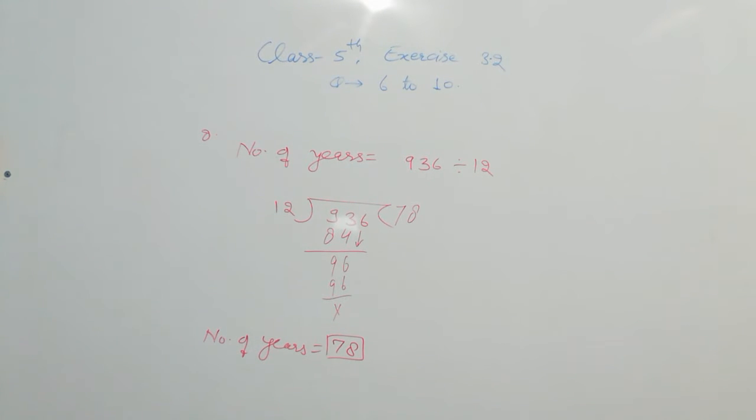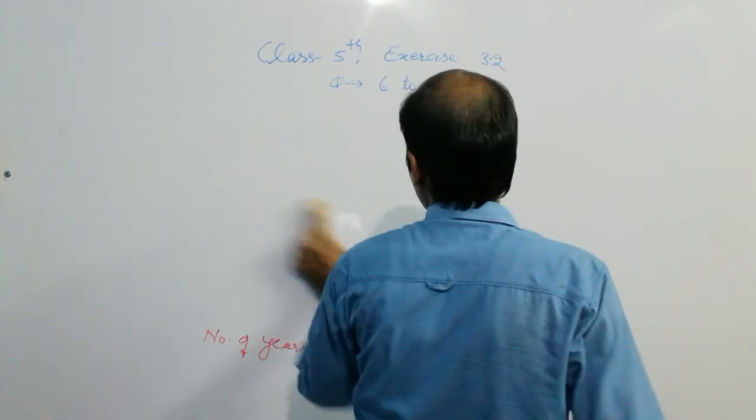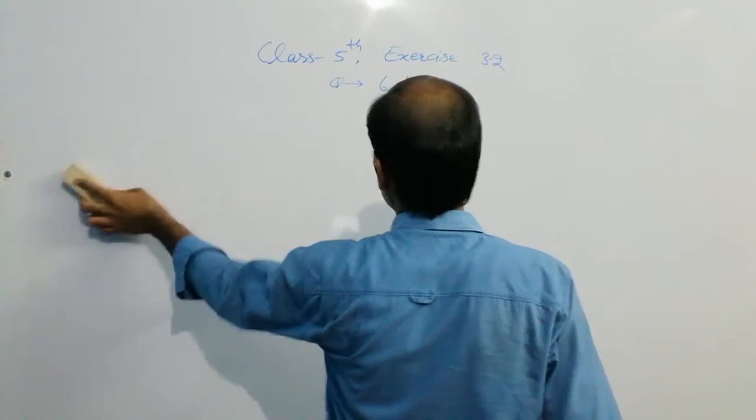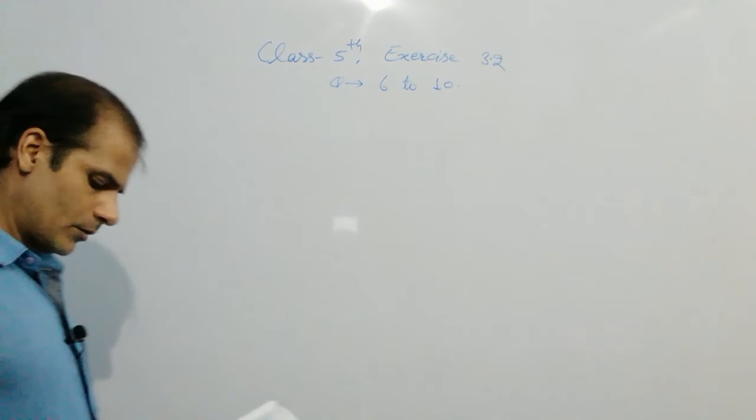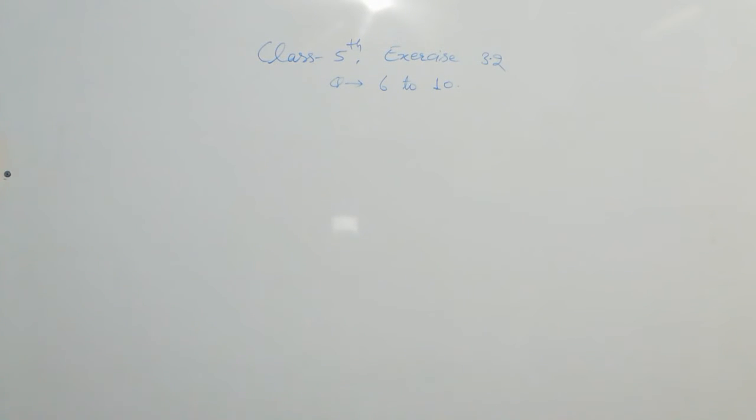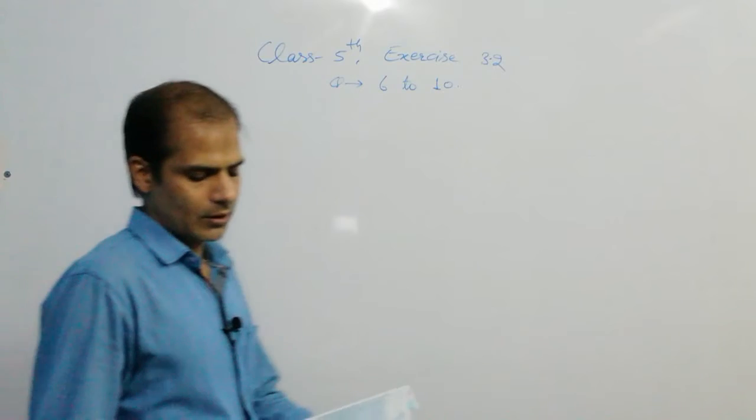Okay students, now question number 9. What is the question? The cost of 15 copies is rupees 180. Find the cost of one copy.